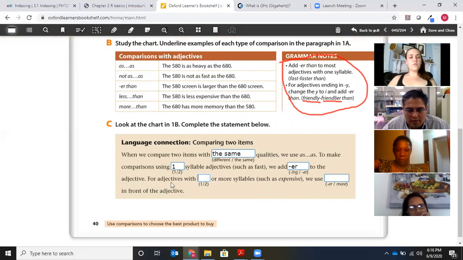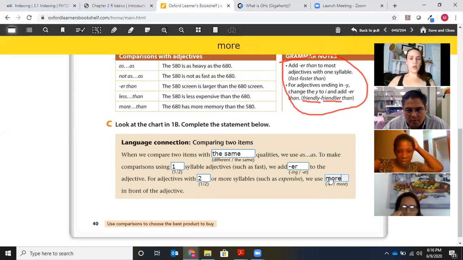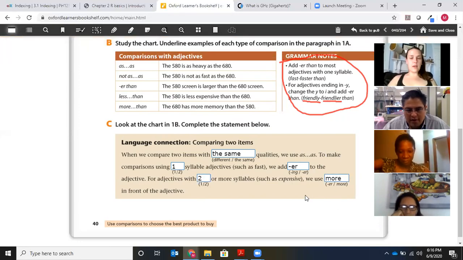And then this very last one, for adjectives with blank or more syllables, such as expensive, we use blank in front of the adjective. Okay, so Ada, can you answer this first one? For adjectives with two or more syllables. Perfect. And then Rosalie, would you mind to answer this one? We use more. Perfect. Does that make sense to everybody? Yes. Perfect. And people will still understand you.